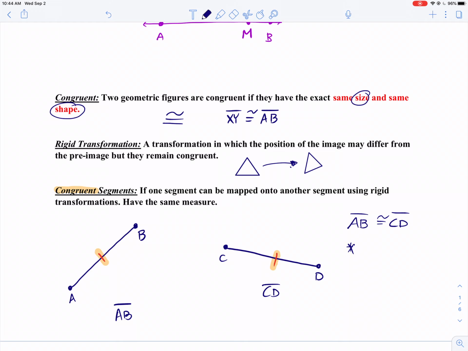Okay, just to give us some notes, we're going to say the tick mark means they are congruent.